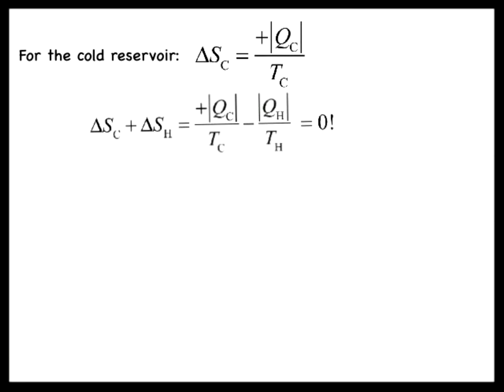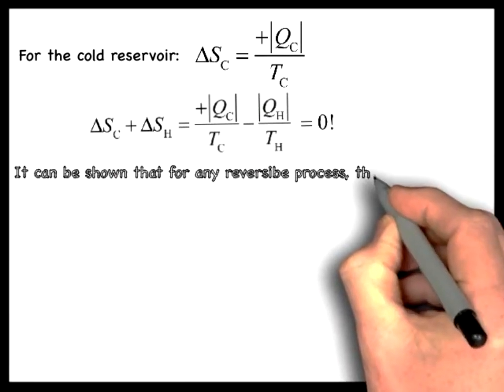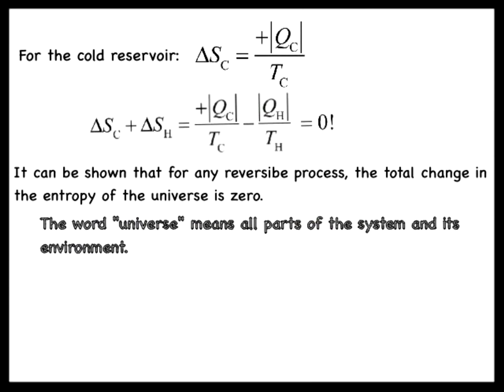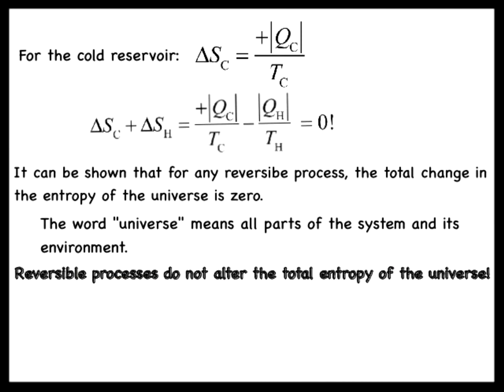The fact that the total entropy change is 0 for a Carnot engine is a specific illustration of a more general result. It can be shown that for any reversible process, the total change in entropy of the universe is equal to 0. The word universe takes into account the change in entropy in all parts of the system and its environment. Thus, reversible processes do not alter the total entropy of the universe. The entropy of one part of the universe may change due to a reversible process, but this means that the entropy of another part must change in the opposite way by the same amount.